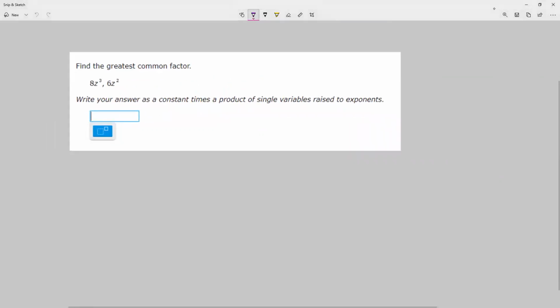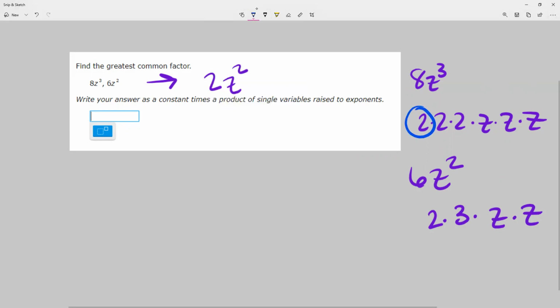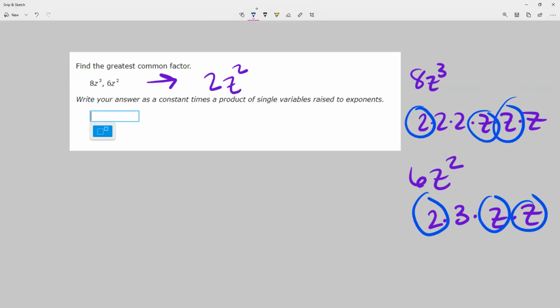For 8 and 6, I have 2 again, right? So I can divide 2 out of those evenly. And then it looks like I'm going to be able to take 2 z's out of both groups. So 8z to the third is 2 times 2 times 2 times z times z times z. And then 6z squared is 2 times 3 times z times z. And so if I'm just matching, I have a 2, I have a z, and I have another z. So 2z squared.